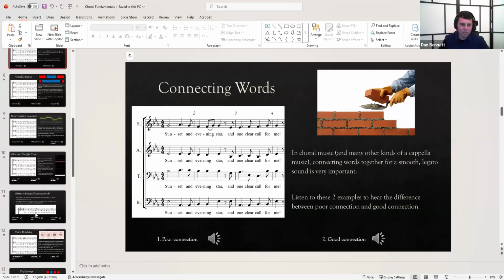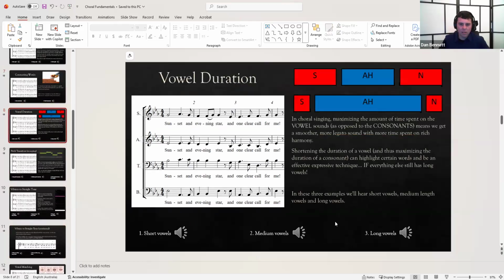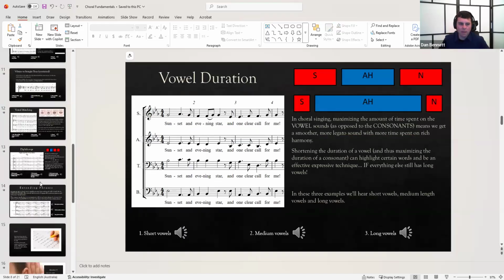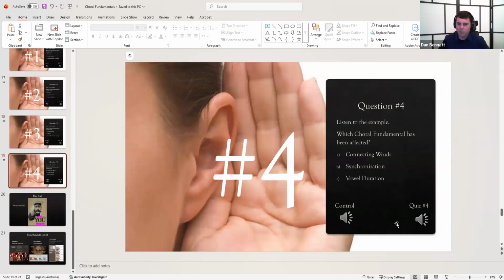And then vowel duration, where's that? Is this one. Sunset and evening star. So in vowel duration, there's like long consonants and short vowels. So now let's listen to this one more time.